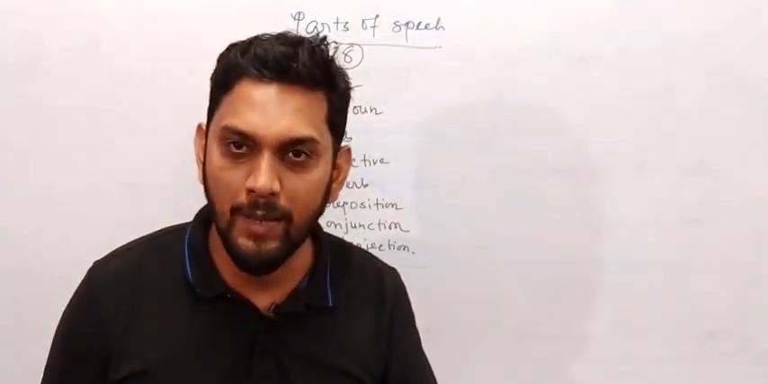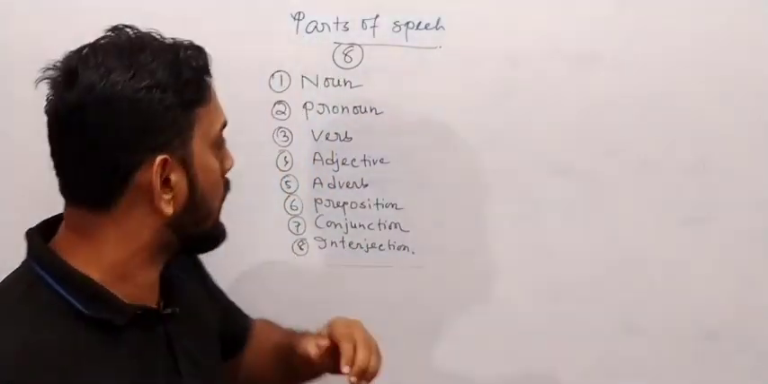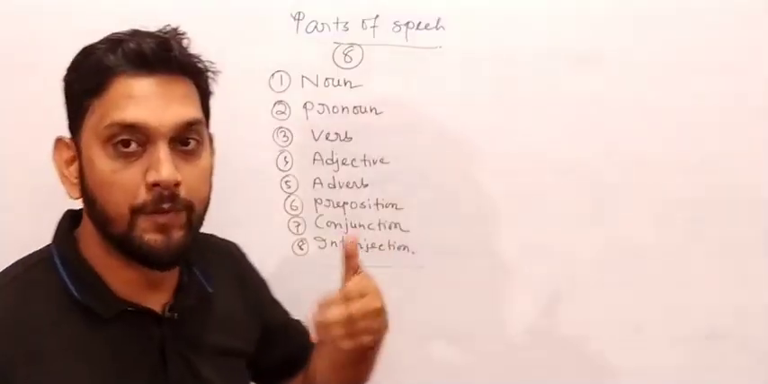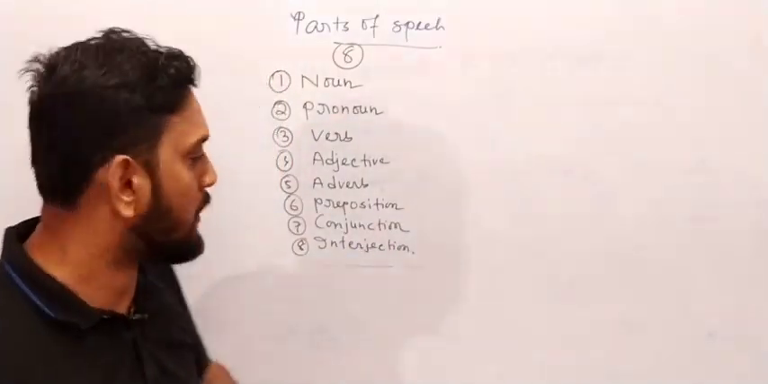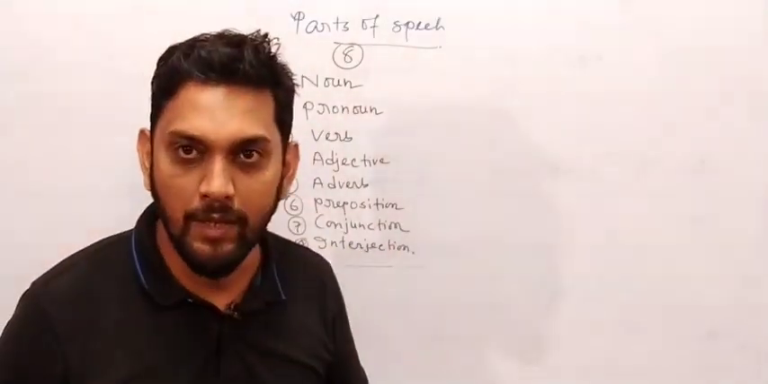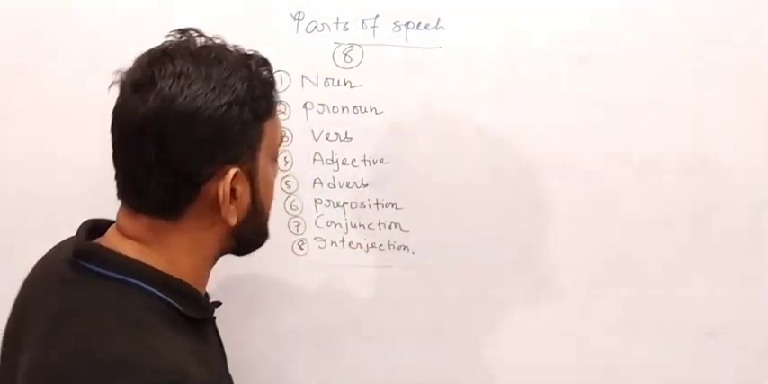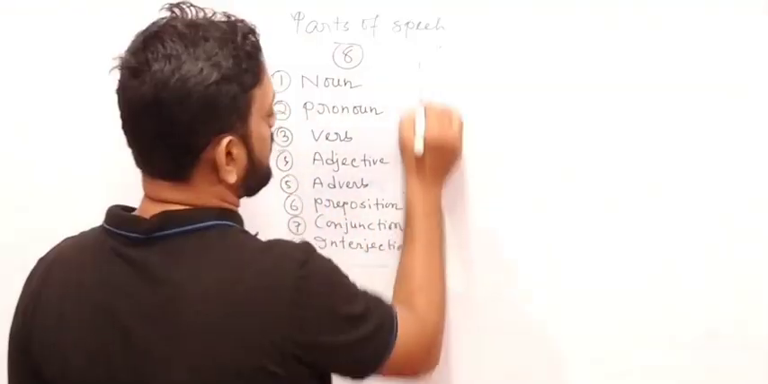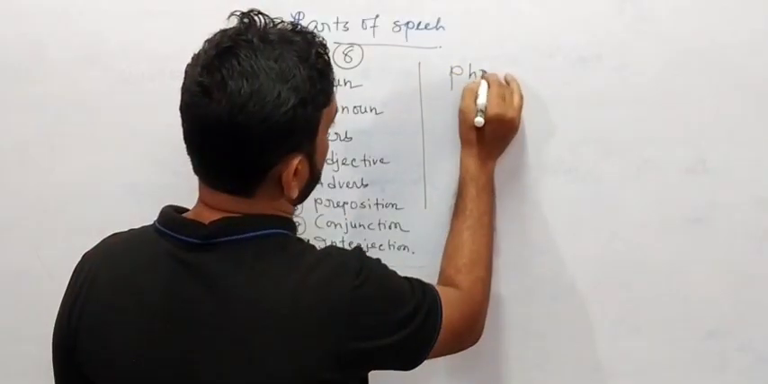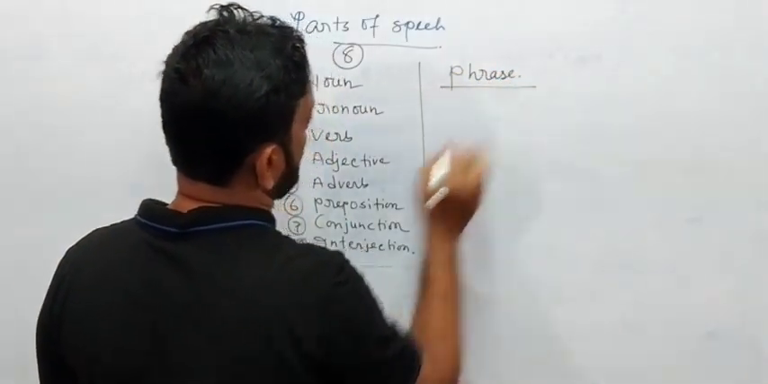Second thing, we need to understand the function of parts of speech. What would be the function of noun? What would be the function of pronoun, adjective, adverb? In this way, we need to study all the parts of speech. But before that, we need to understand one important topic called phrase and clause. Write down phrase and clause.